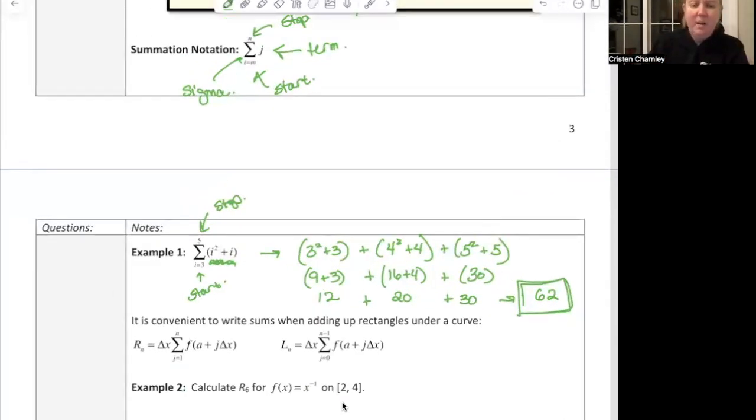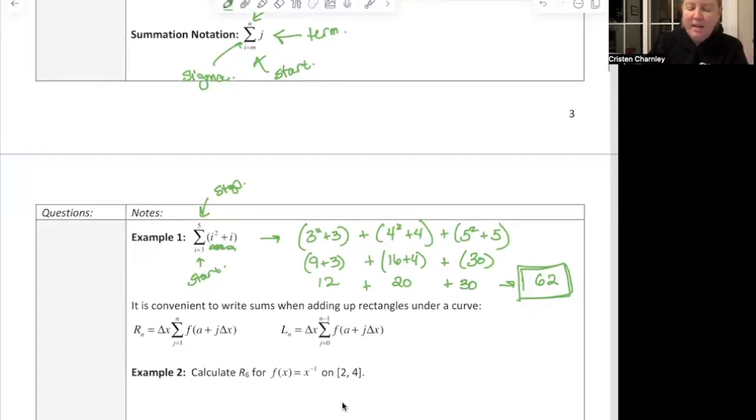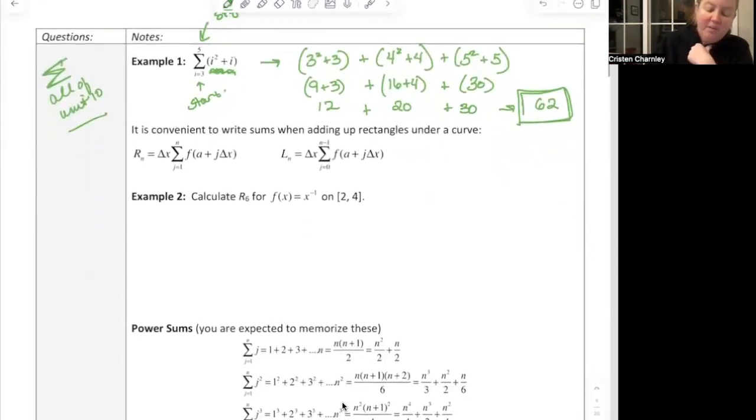Does it feel a little bit more complicated than just adding up those pieces right now? Yeah, it does, but it does come in useful later. And don't totally ignore this idea. This sigma notation is all of unit 10, the whole thing. So we're just going to get started with it now, but when we get to unit 10, it's everything.